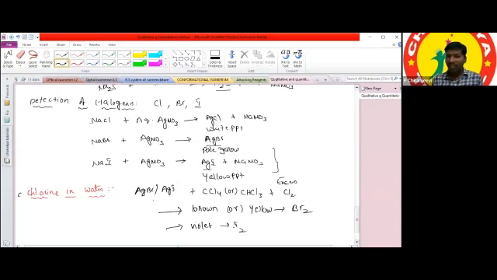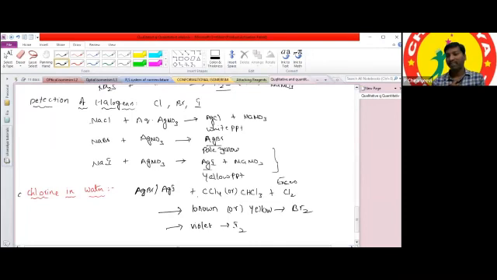The same confirmation tests we also do in 12th standard practicals. Chlorine is there, bromine is there, iodine is there. These three confirmation tests and identification tests we also do in the laboratory for the 12th standard. Did all of you get clarity on how to do this experiment, how to identify and how to confirm? Because in the practical, the identification test carries 1 mark and the confirmation test carries 1 mark.